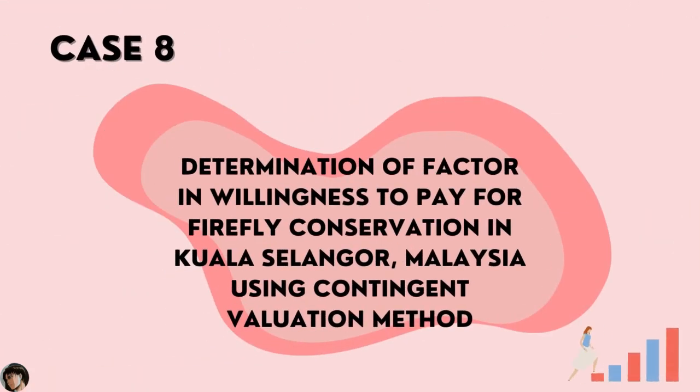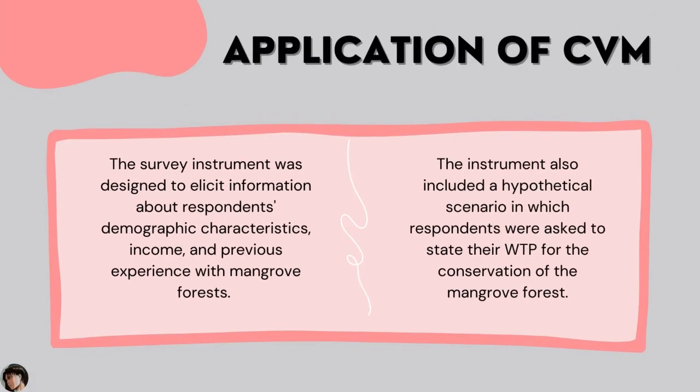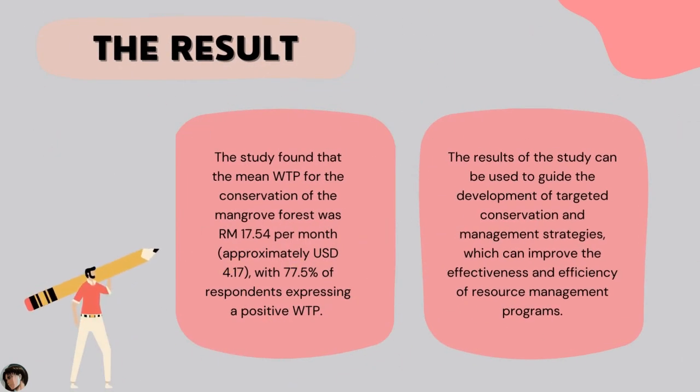Case 8. Determination of factors in willingness to pay for firefly conservation in Kuala Selangor, Malaysia using the contingent valuation method. The mangrove forest is often overlooked in policy making and ecosystem services. Monetary values are not available in the market. The objective of this study is to estimate the economic value of the mangrove forest and to identify the factors affecting WTP for its conservation. They conducted this study by designing a survey instrument that includes demographic characteristics, income, previous experience, and hypothetical scenarios for the conservation of the mangrove forest. The result of this study found that the mean WTP for conservation is RM70.54 per month, and this result can guide the development of targeted conservation.